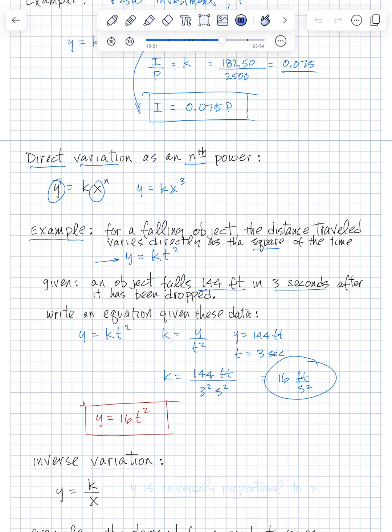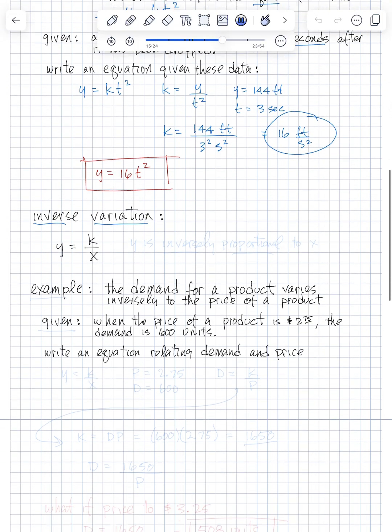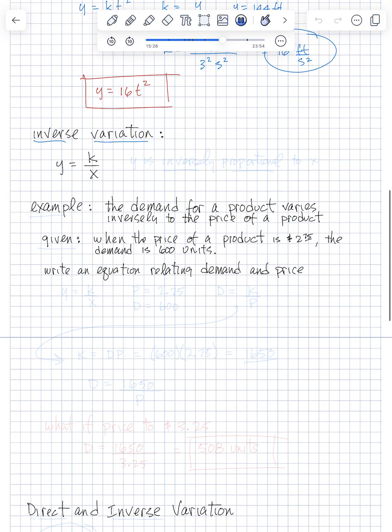Okay, now we're going to look at inverse variation. So the formula is y is equal to k divided by x. So what this means is y is inversely proportional.